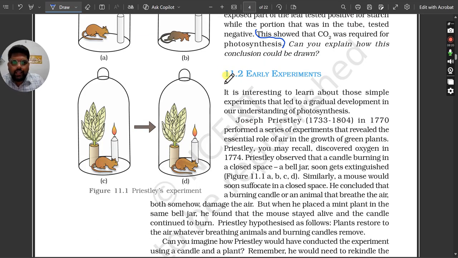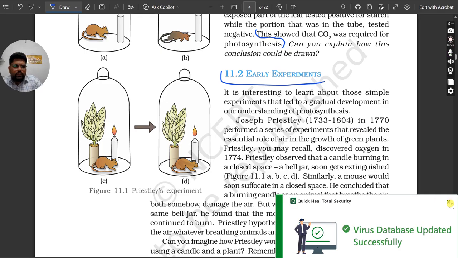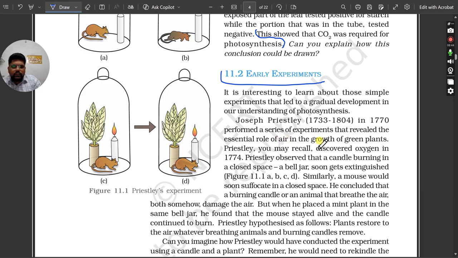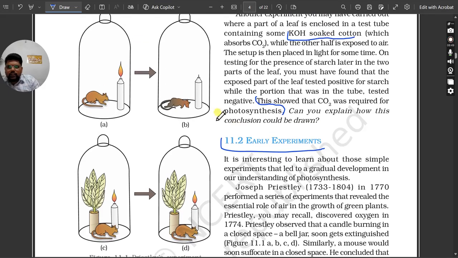So coming on to the early experiments, that's 11.2. I told you that these experiments are very, very simple, but very informative. The conclusions were tremendous at the time. In 1770, Joseph Priestley performed a series of experiments that revealed the role of air in the growth of green plants.